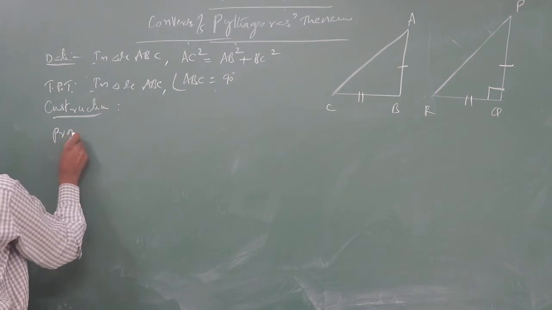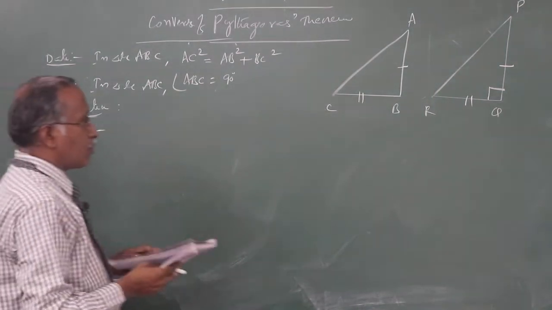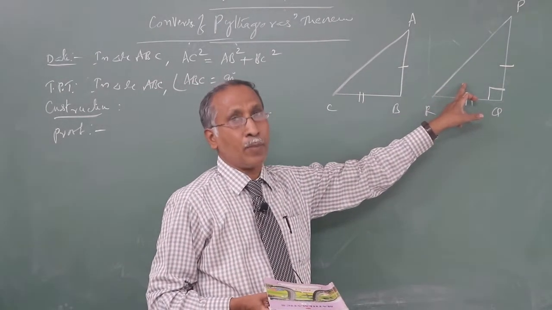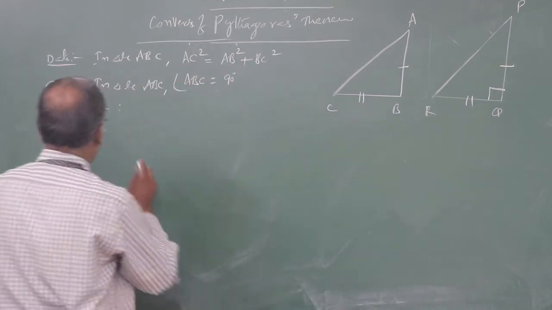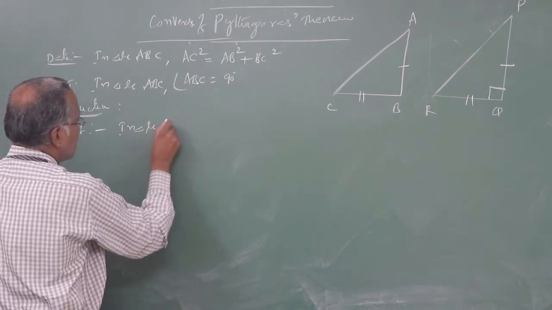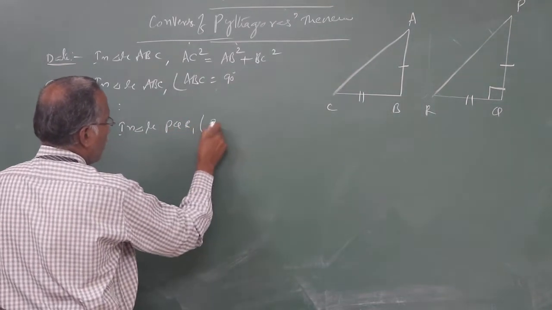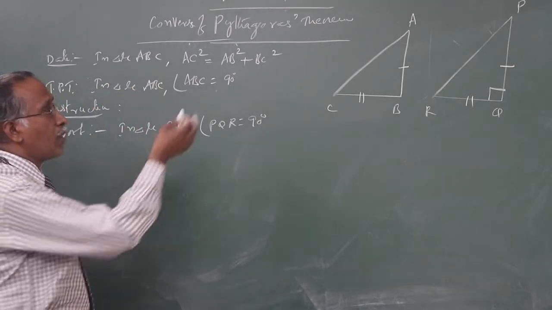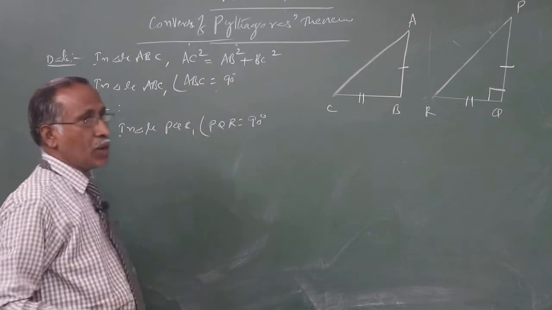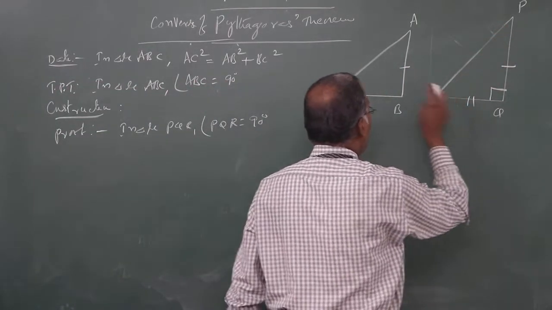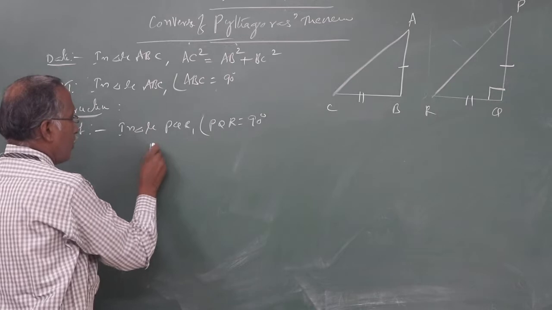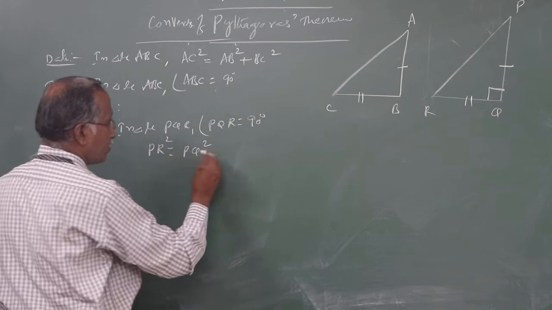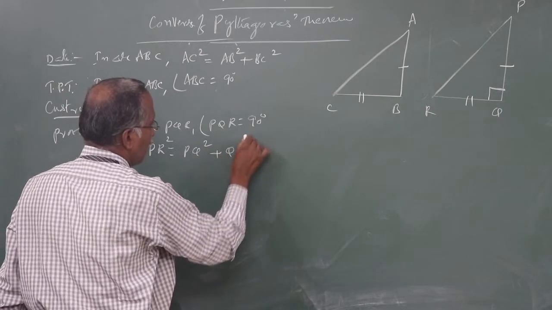What is the proof part here? Because from the construction we have taken this as a right angled triangle, we can apply Pythagoras theorem. So in the triangle PQR, from the construction we have taken angle Q as 90 degrees, a right angle triangle. Therefore, by Pythagoras theorem, the square on the hypotenuse. Which is the hypotenuse? PR is the hypotenuse. Therefore, PR square is equal to PQ square plus QR square.